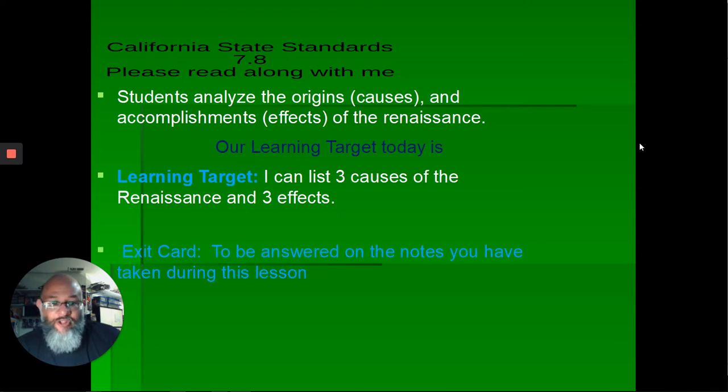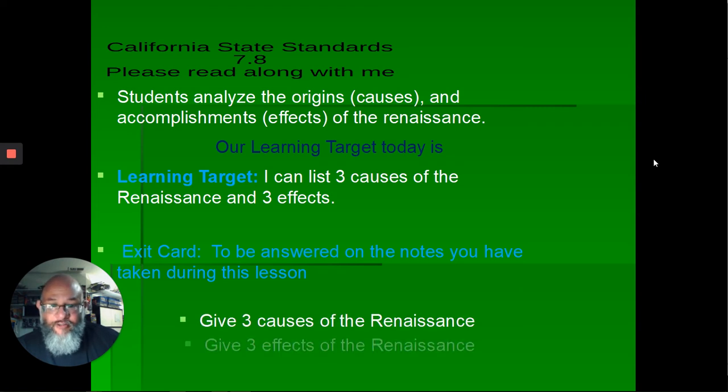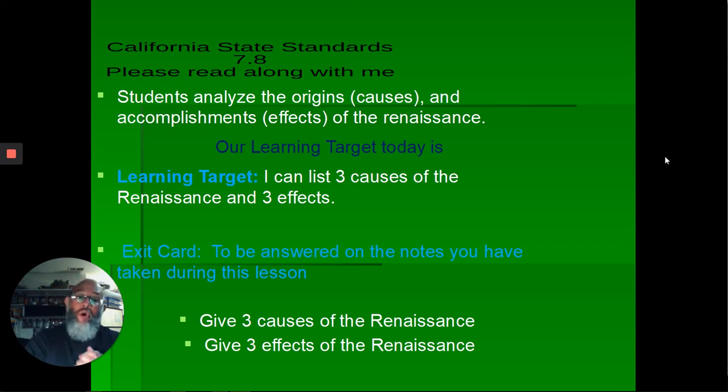You're going to answer this in your notes. It's going to be taken during the lesson, so you're not going to give me a separate piece of paper, obviously. It's going to be in your notes. Okay? You're going to give 3 causes of the Renaissance and 3 effects. All right? So that is our goal for this week of learning. We're going to learn about the Renaissance. Okay?